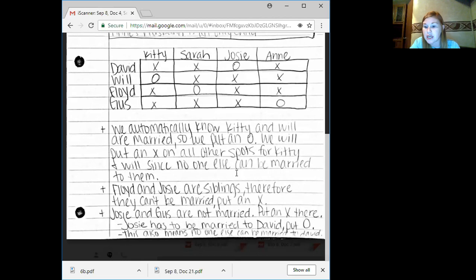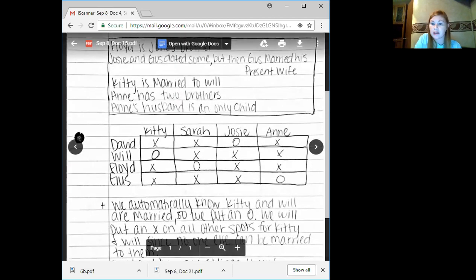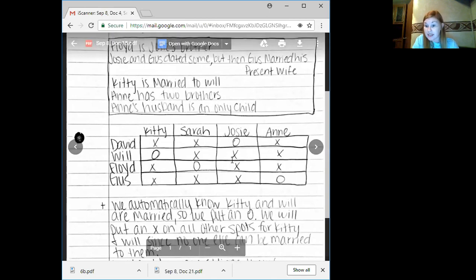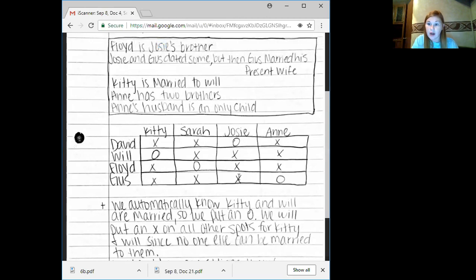So we're going to put an O for this one here, because we know she can't be married to Will. Floyd is her brother. She definitely can't be married to him. And Gus dated her for a while, but they're not married. So all 3 of those would be an X, which leaves David to be her husband.